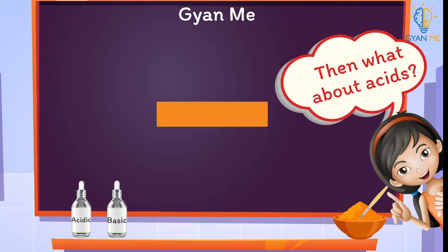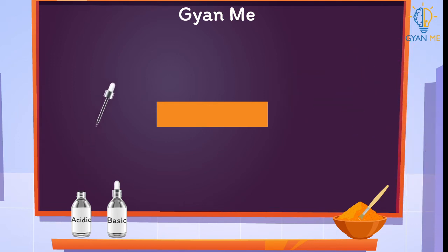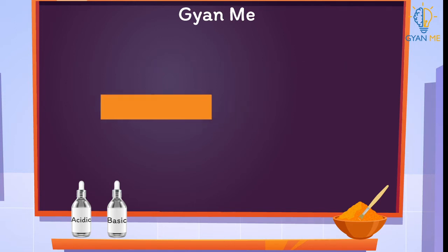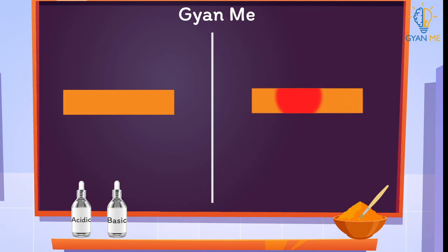Then what about acids? Let's see it also. For this, take one acidic solution and add a few drops on turmeric paper. Is there any change? No. Hence, the color of turmeric paper does not change with acids. So in this way, turmeric or turmeric paper helps us to identify acid or base without tasting them.